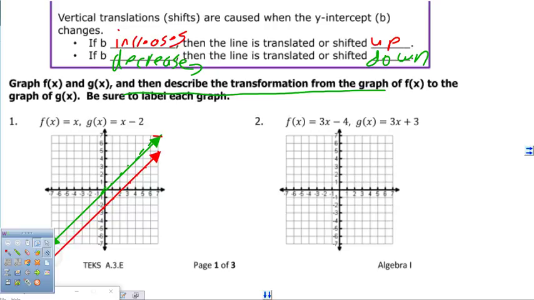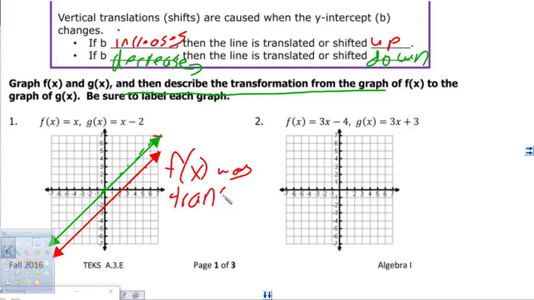And all that we'd have to say is f of x was translated down 2 units. Alright. Next up, we got number 2.